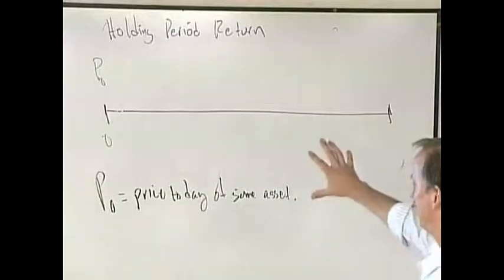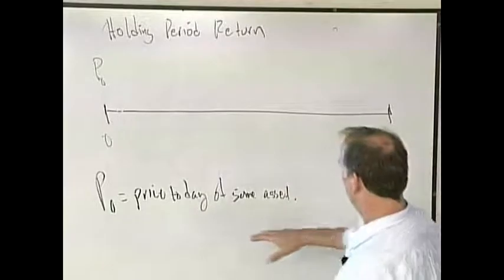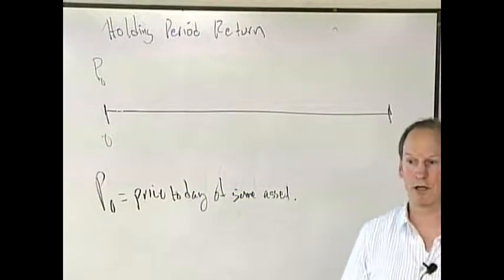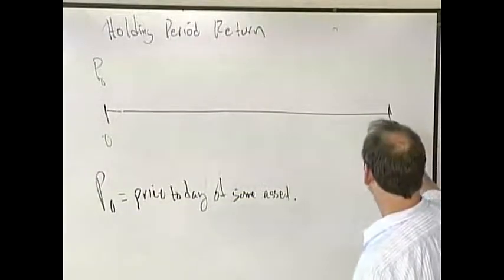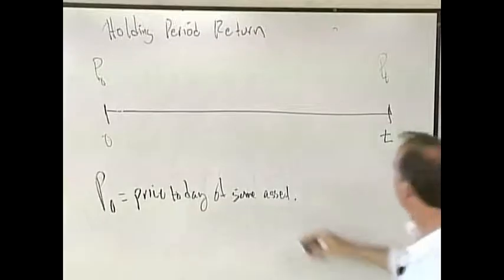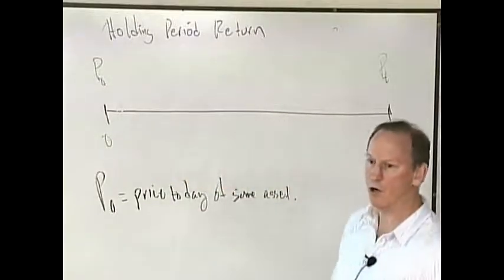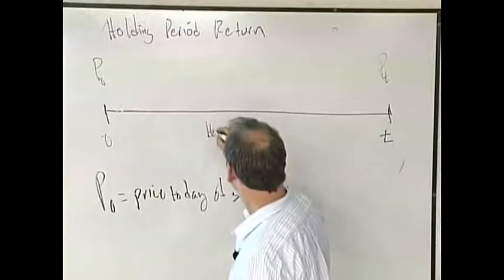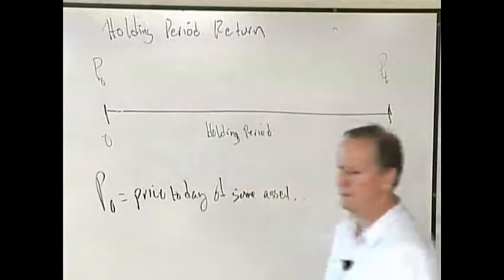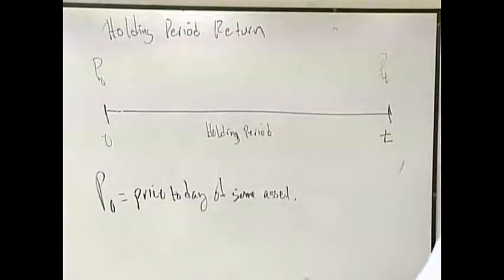So the easiest way to think about it is just investing in a stock. So here, P0 is the price today on some asset. Let's say that's Starbucks stock. Okay, and then at some time in the future, at time t, we're going to sell the asset for PT, right? And so this period between 0 and t is our holding period. Right? That's the period of time that we actually physically own this asset. We hold on to it. And at the end of the holding period, we sell it.